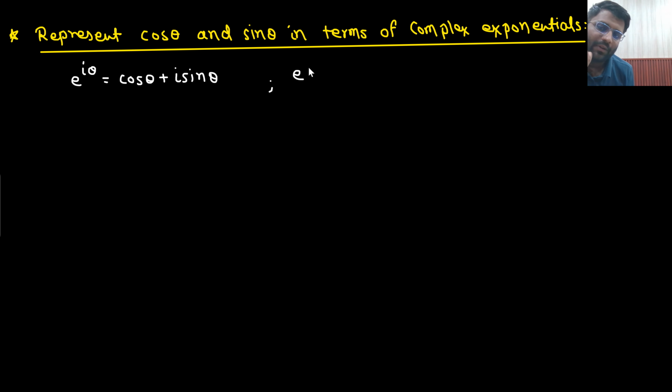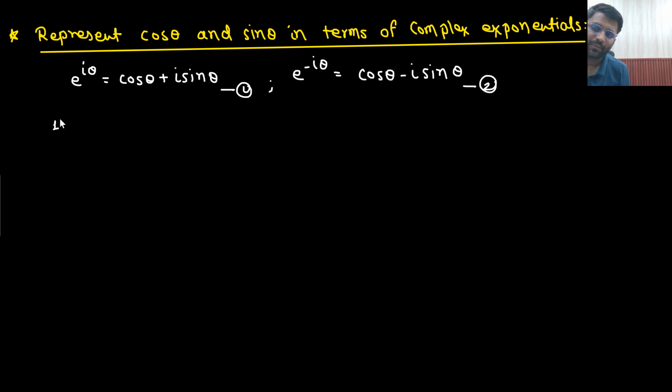Can you let me know what will be the value of e to the power minus iota theta? Sir, in place of iota, what you need to put? Minus iota you need to put. So what will you get? Cos theta, and in place of iota you put minus iota, so cos theta minus iota sin theta. There you go. So let's call this equation 1 and this equation 2.